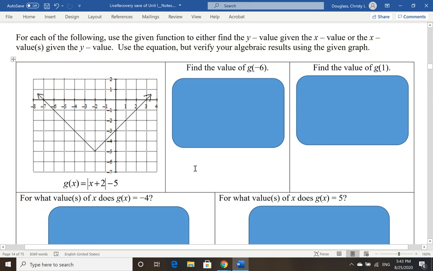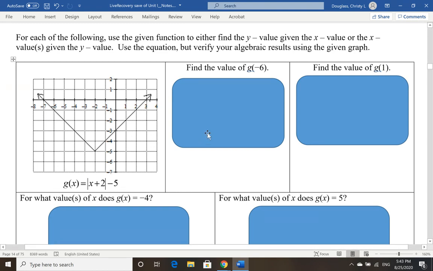The first part says find the value of g of negative 6. If we look at the graph, we could find this answer. If we substitute negative 6 in place of x, we would get a certain answer, which we will see. Or we could just look at when x is negative 6, what is the y value on this graph? And it appears that when x is negative 6, the y value should be negative 1. Let's see if that happens.